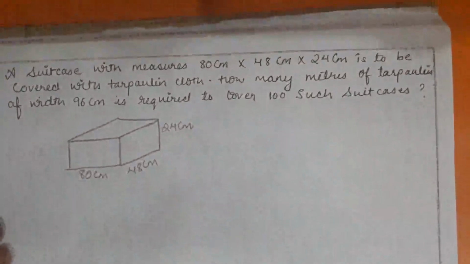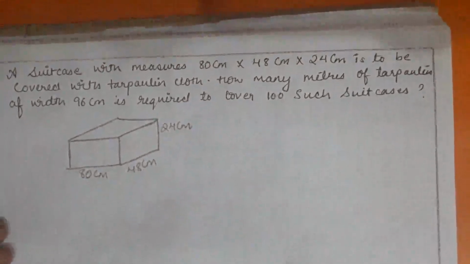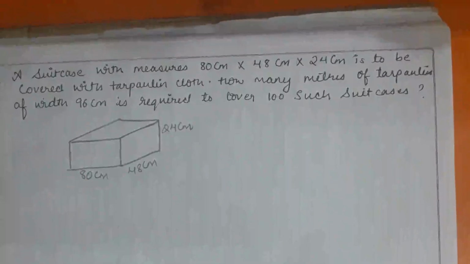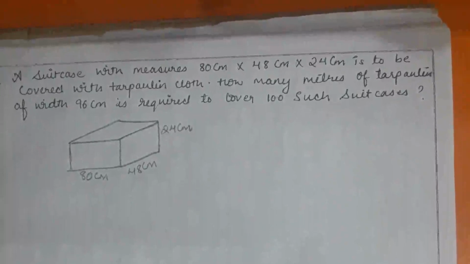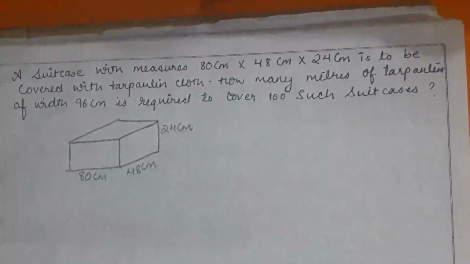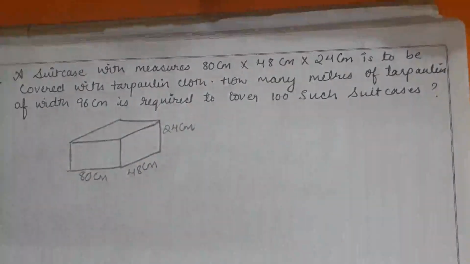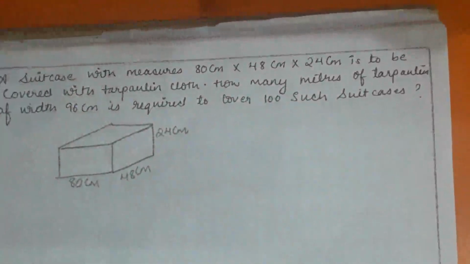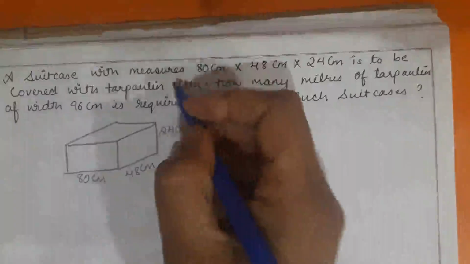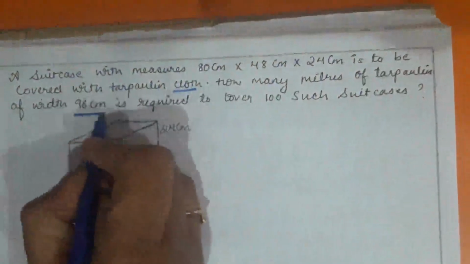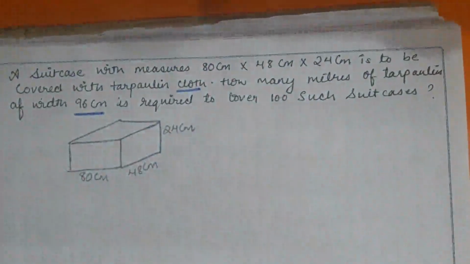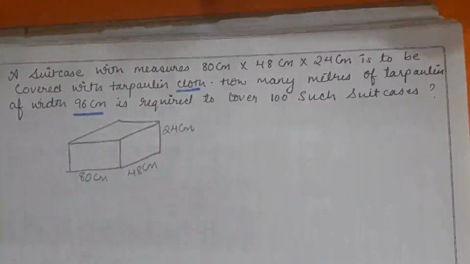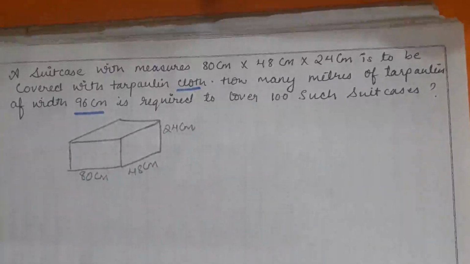Okay, let's move to the next question. Now the next question is, a suitcase with the measures of 80 centimeter, 48 centimeter and 24 centimeter is to be covered with tarpaulin cloth. How many meters of tarpaulin cloth of width 96 centimeters are required to cover 100 such suitcases? Now this is a suitcase of cuboidal shape. We need to cover this suitcase with cloth. The cloth width is given to us. We need to find out how much material we require to cover such 100 suitcases.